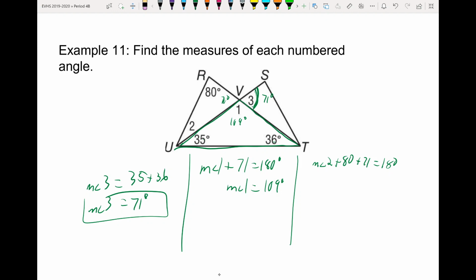Now, another way you could set this up is you could say the angle 1 is an exterior and 2 and 80 are the remote interiors. Yeah, so I mean, you could also do measure of angle 2 plus 80 equals 109. But honestly, that is almost like another algebraic step coming from this other one, right? Because if I subtract 71 from 180, I get 109. I mean, either way, it doesn't matter. As long as you're using a valid property to get there, I don't care. Okay? So then, measure of angle 2, subtract 80 gives you 29 degrees.